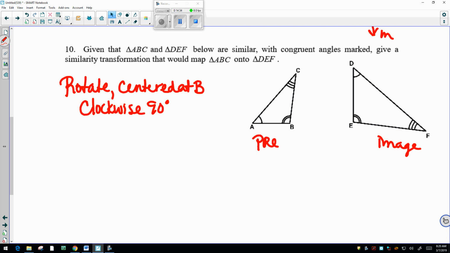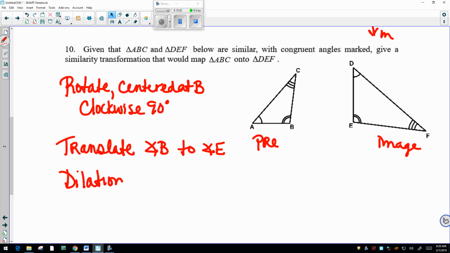Okay, so then if I do that, now I have to shift it. So I'm going to say from there, I'm going to translate so that my angle B, when I'm done, maps onto angle E. Okay, so I rotated it, now I've translated it so B and E match up, but now I see that ABC is a little bit smaller, so now I need to do a dilation. I need my center, so it looks like center's got to be at E since B and E were together. And now I need a scale factor.